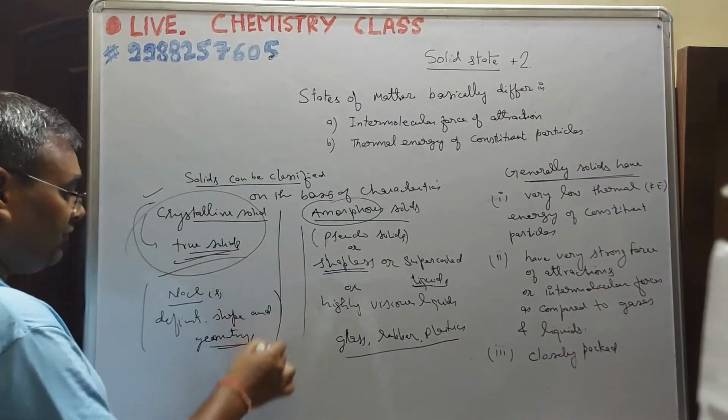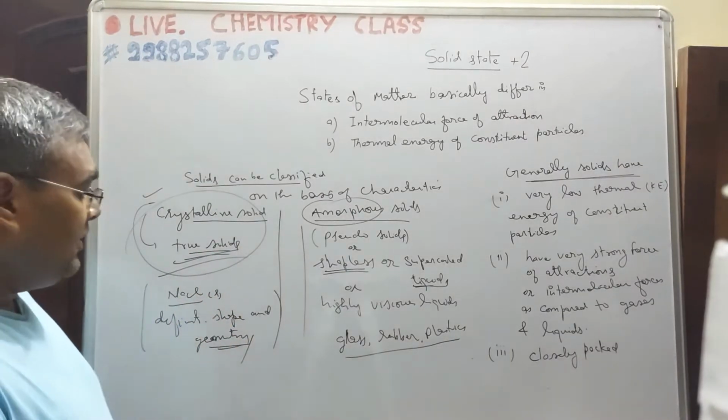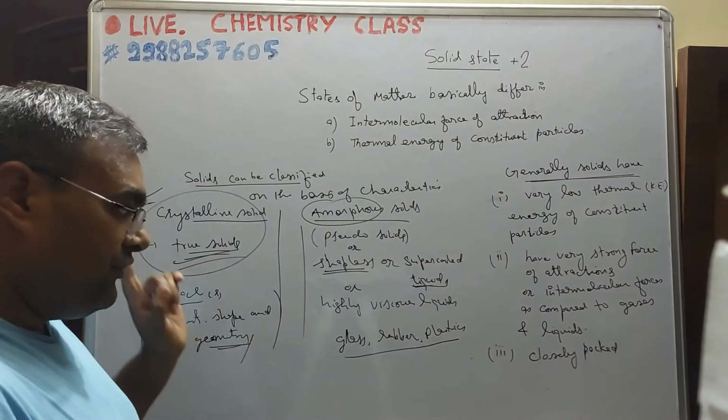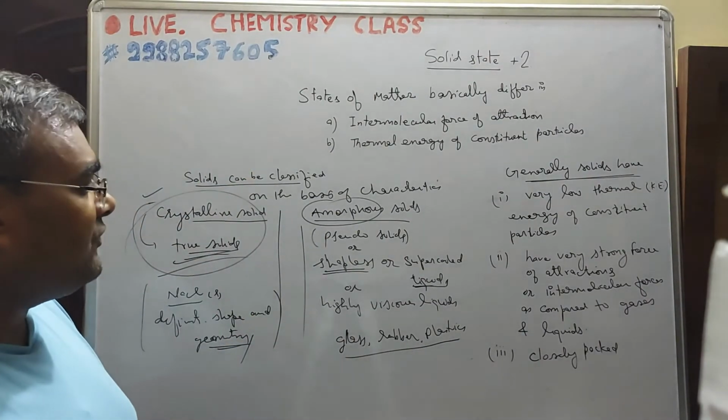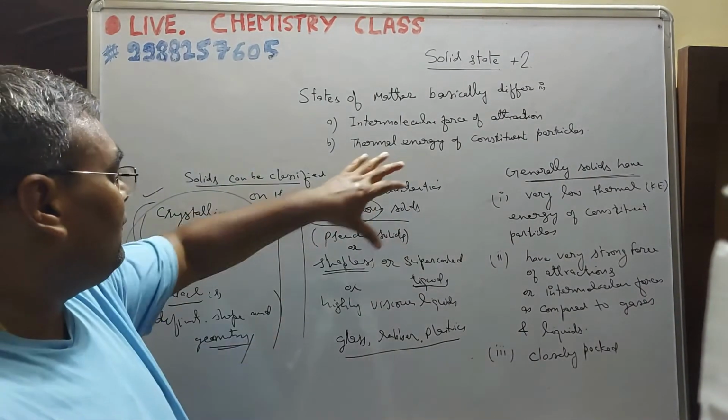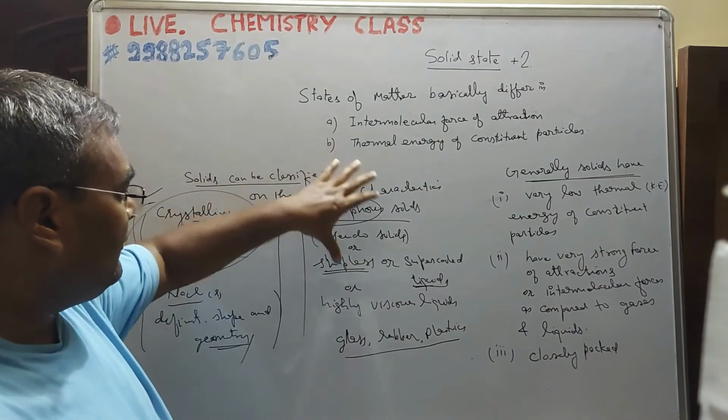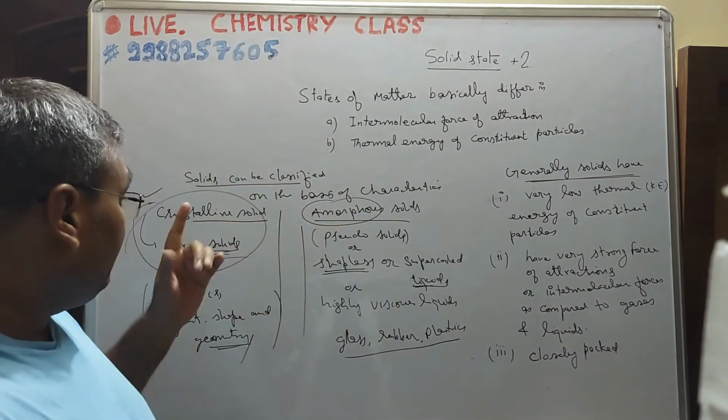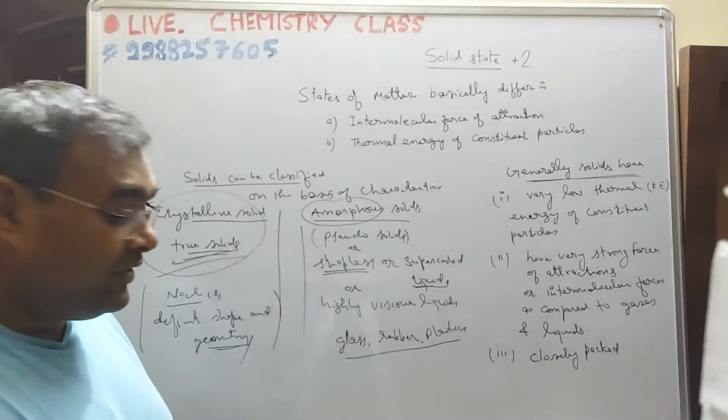Their shape and geometry is definite, fixed, hard, rigid. I am discussing that in the characteristics. But basically solids can be classified on the basis of characteristics into two types, crystalline solids and amorphous solids.